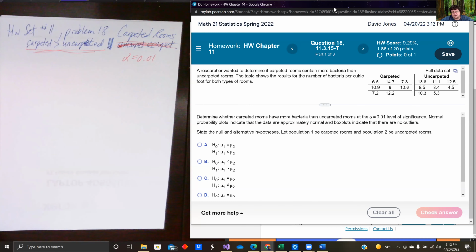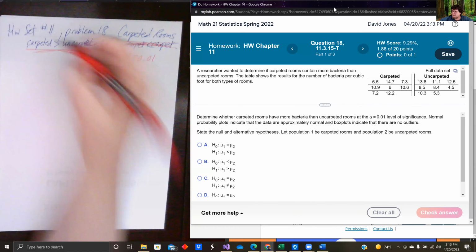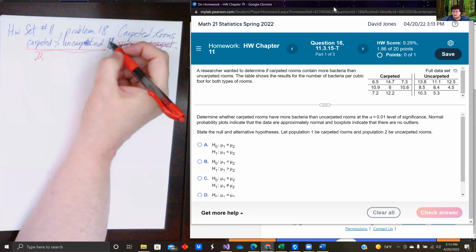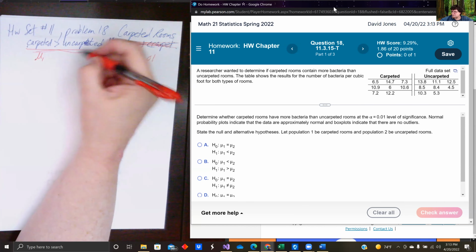Normal probability plots indicate that the data are approximately normal, and box plots indicate that there are no outliers. We should have looked at that in the last problem, and we didn't. We'll just make the assumption that it was working. State the null and alternative hypotheses. Let population 1 be carpeted and population 2 be uncarpeted.